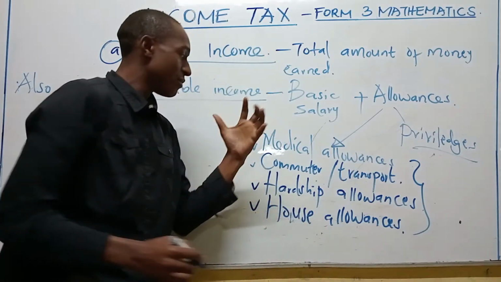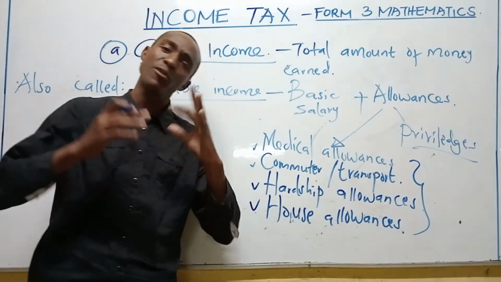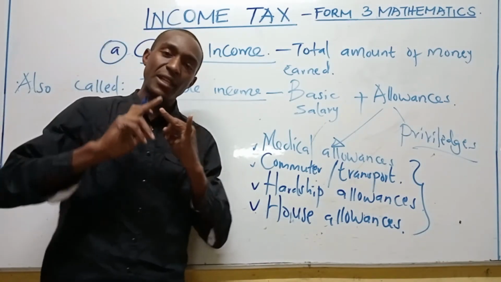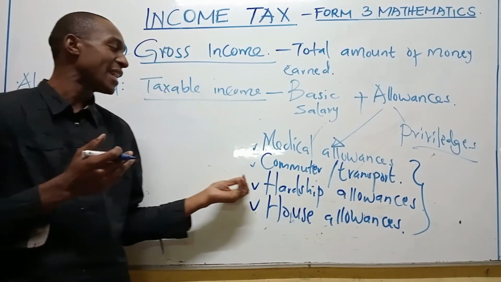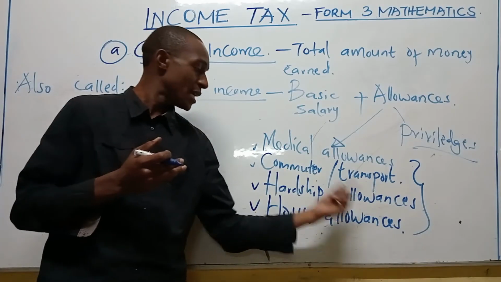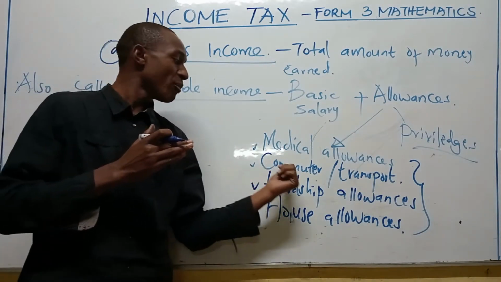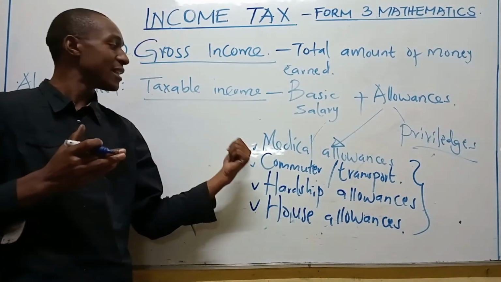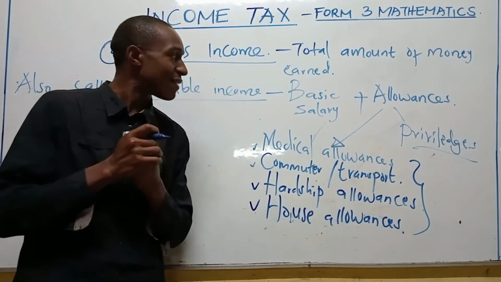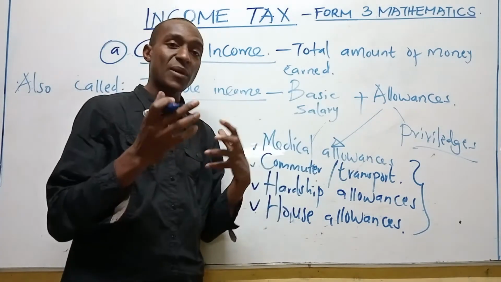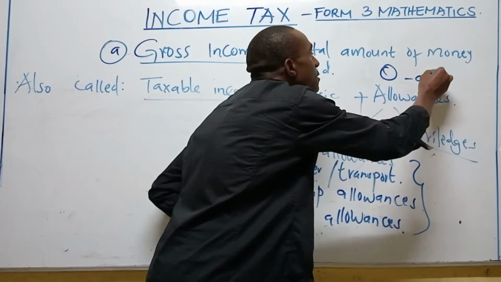The allowances given here will vary from one person to another, depending on the nature of the work that you're doing, the goodwill of your employer, and probably the place where you're working. For example, if you're working in a hardship area, you receive hardship allowance. If you live far away from where you work, you'll be given commuter or transport or traveling allowance. There is also a medical cover or allowance, so that at least it can cater for your medical cover. These are some of the allowances that you expect in any given question. But remember, at times you can be given zero allowances.